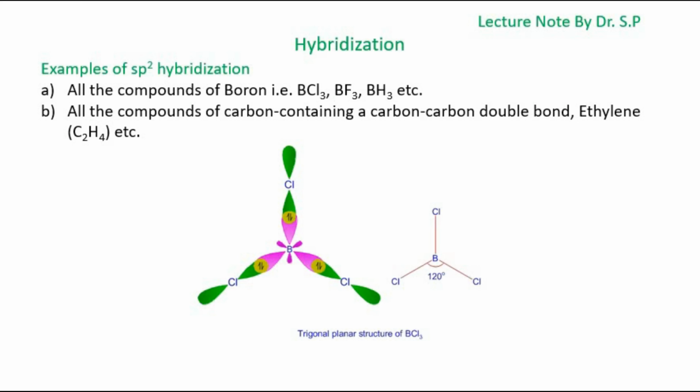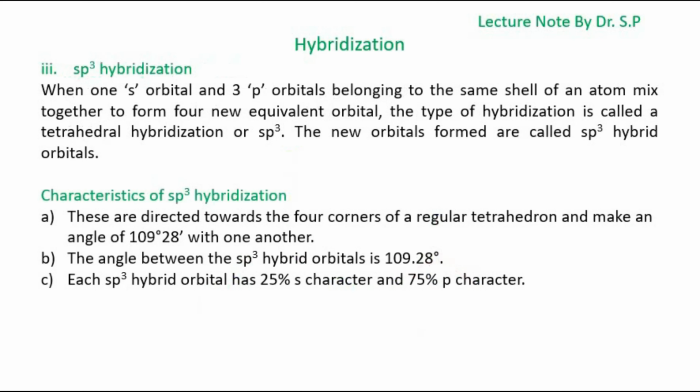Here we can see the structure of BCl3, which is an sp2 hybridized compound. It is trigonal planar in structure. Here the bond angle is 120 degrees. We can see it in the figure.